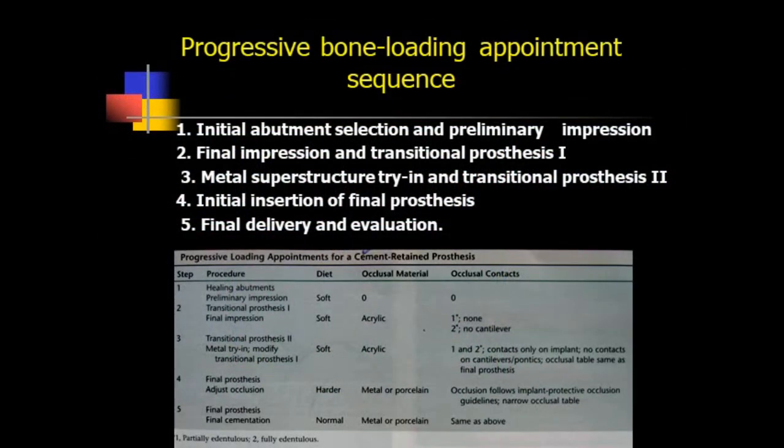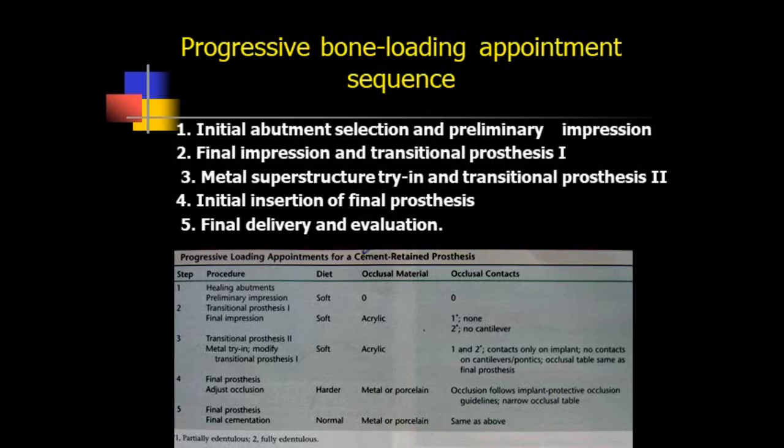Now, let us see the 5 major prosthodontic appointments in the progressive bone loading protocol, which are separated by specific time intervals depending upon the density of the bone present at the time of surgery. The first step is initial abutment selection and preliminary impression. This appointment may occur during the suture removal appointment after stage 2 surgery or during the uncovery procedure.